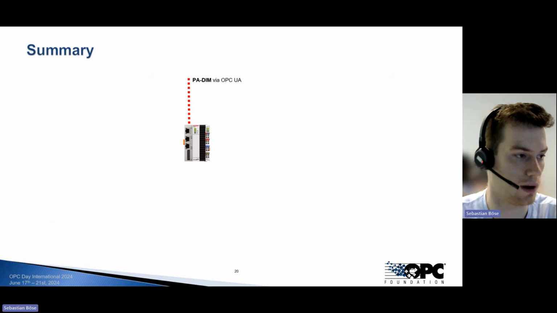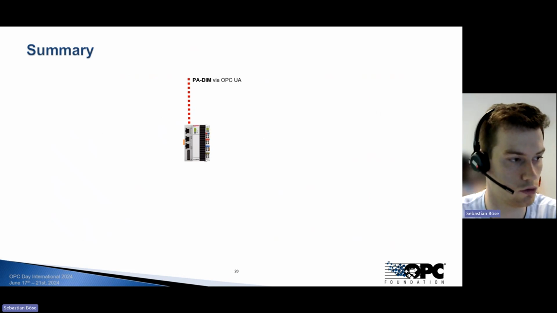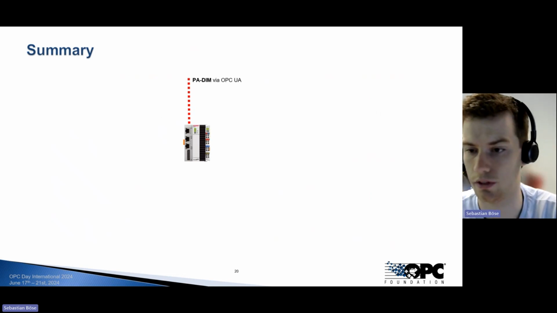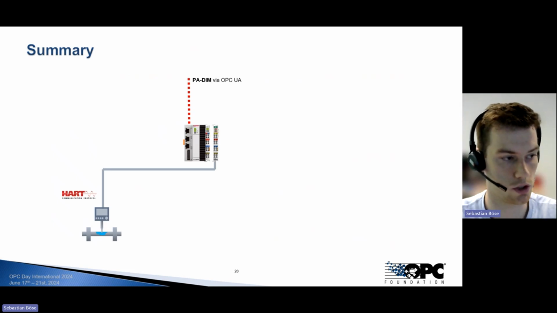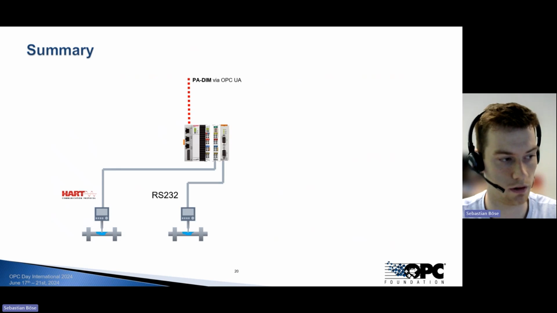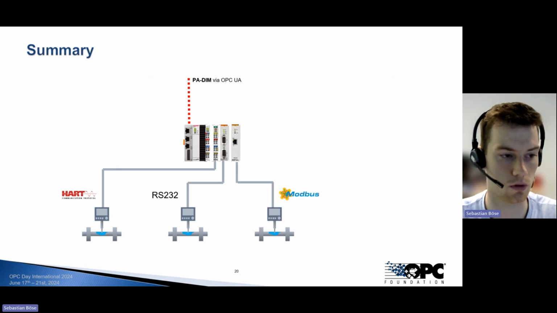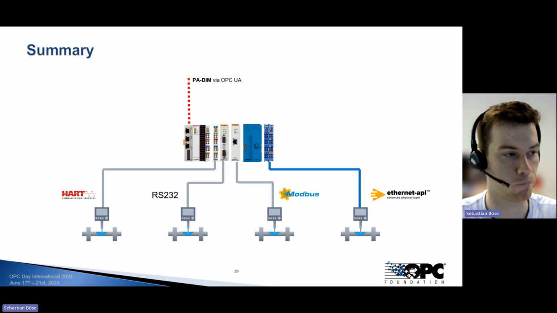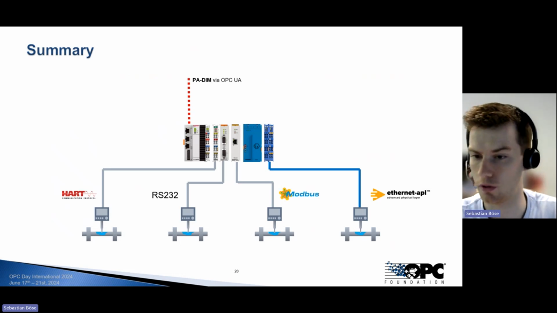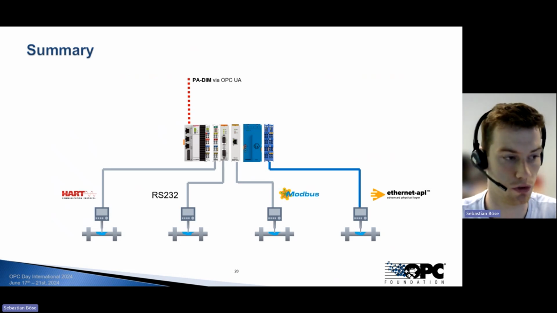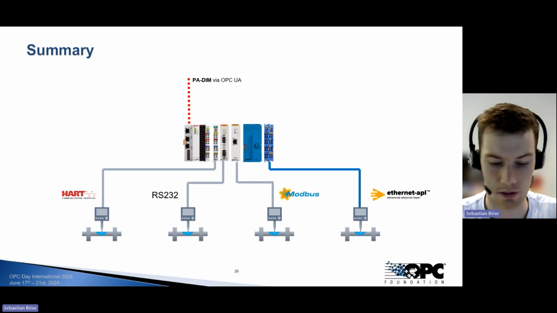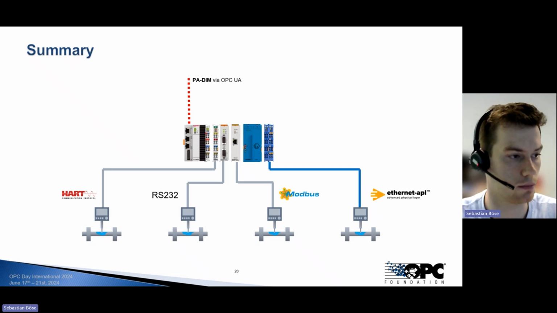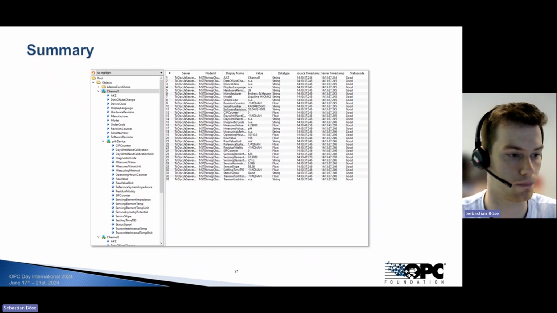Last but not least, our goal, like I said, in the future is to combine all of that. So we do not want to have an edge device just for HART. We also want an edge device which can do in the same way RS-232 or Modbus or Ethernet APL at the end. And then we want to build up one OPC UA server which collects the data, or which shows the data from all of these different field devices in a standardized way through the PA-DIM. And this is the last thing I want to talk about today, which is building up this PA-DIM at the end.